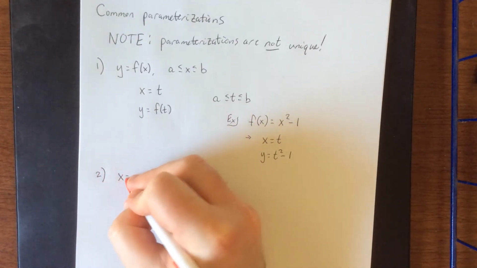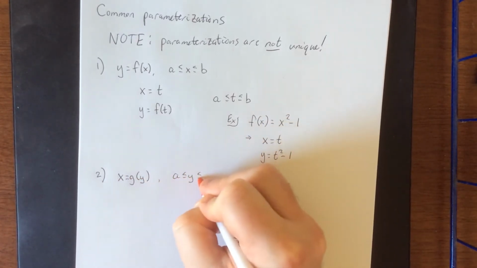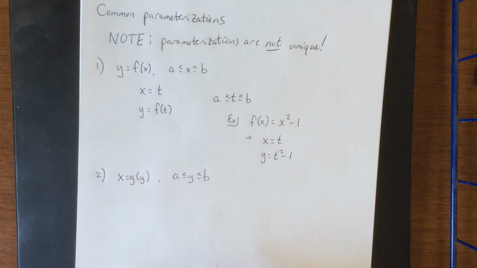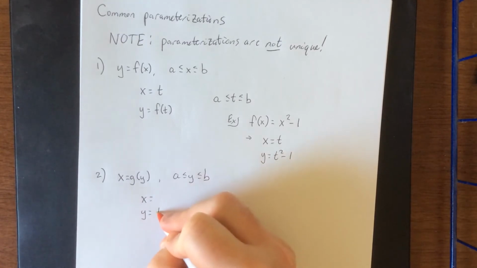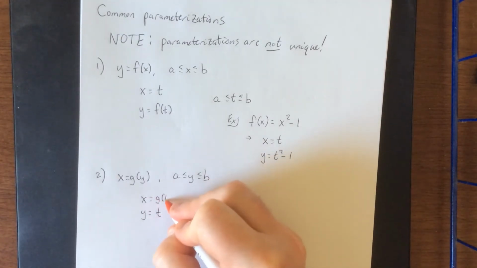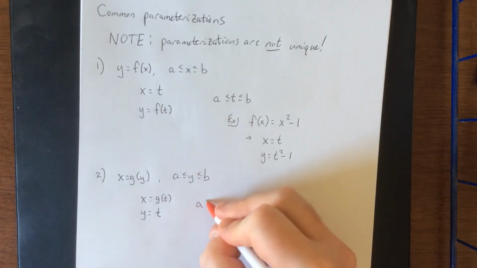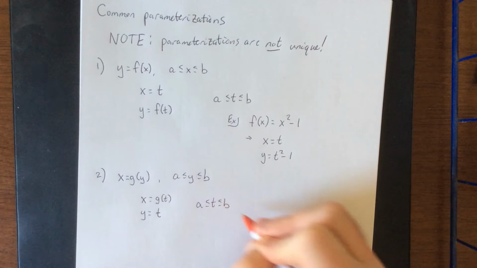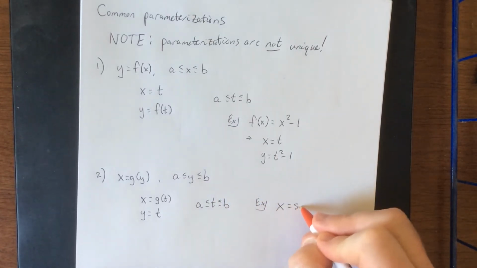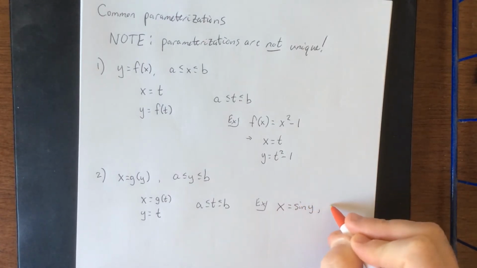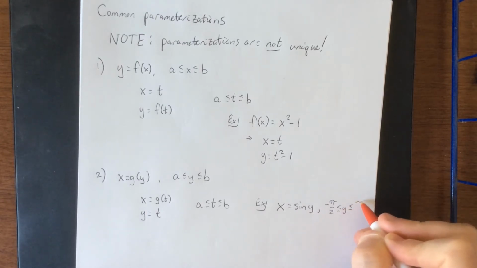Similarly, if we have that x is a function of y, which we have seen a couple times, with y going from a to b, then a very common parameterization is to allow y to be equal to t and allow x to be that function of t, g of t. Then you can say that t will range from a to b. So for example, if you had x is equal to the sine of y, and then y goes from negative pi over 2 to pi over 2.